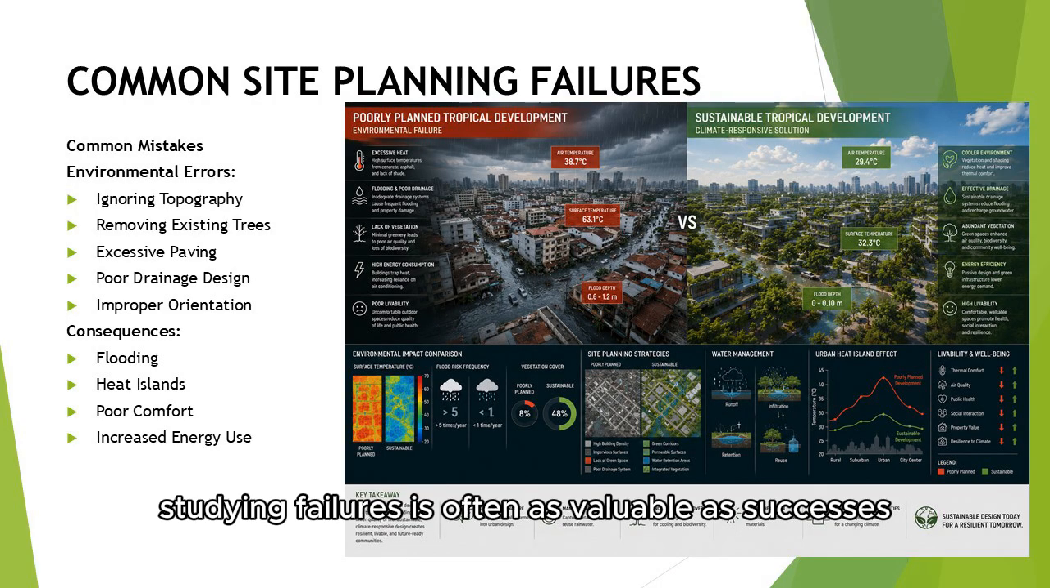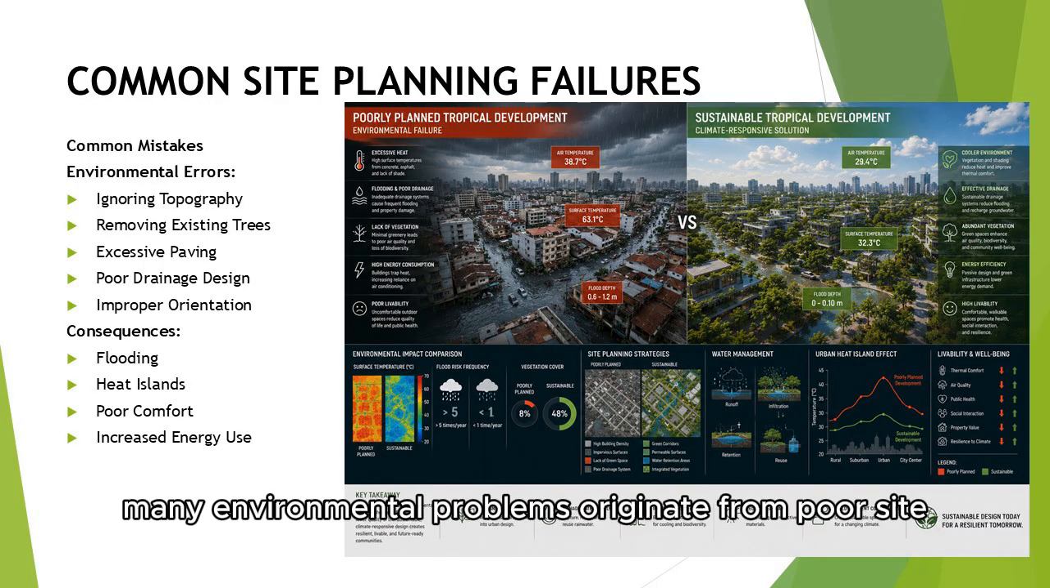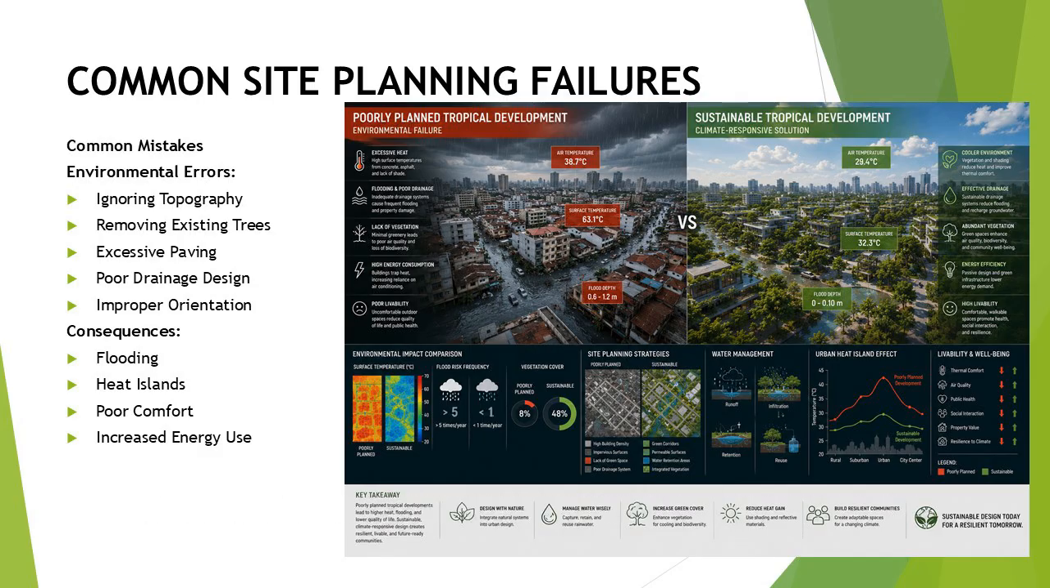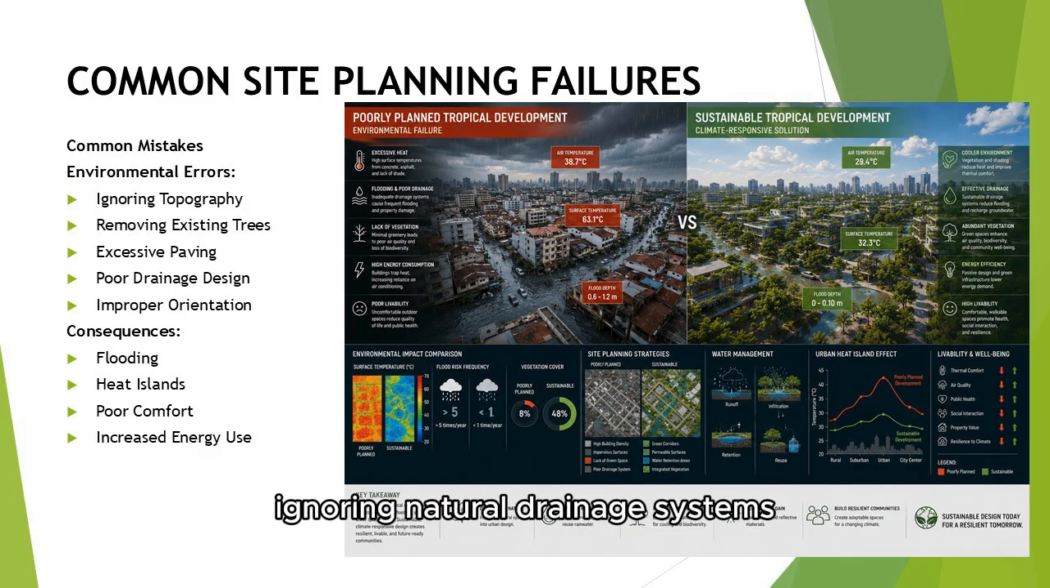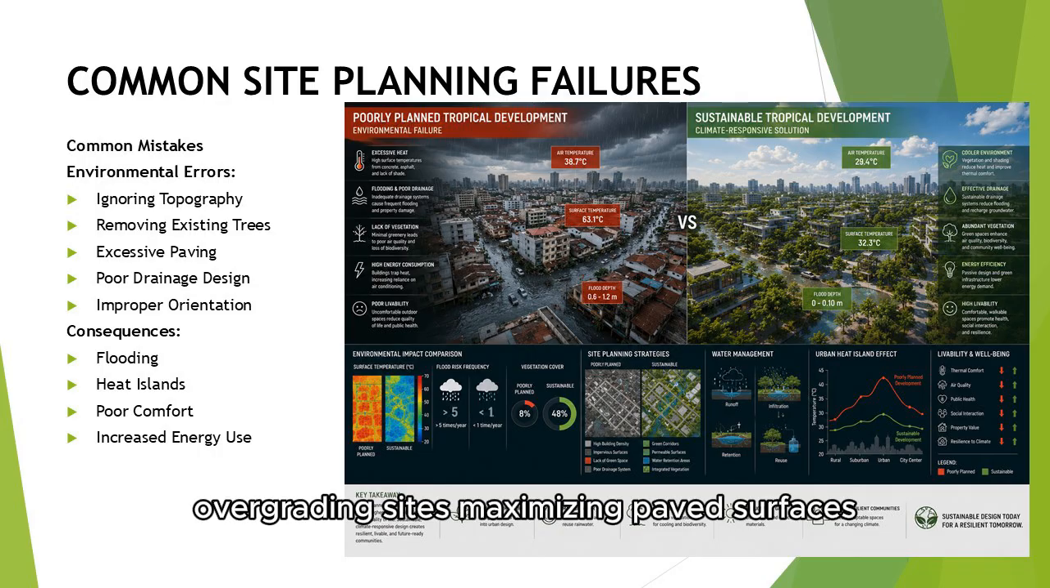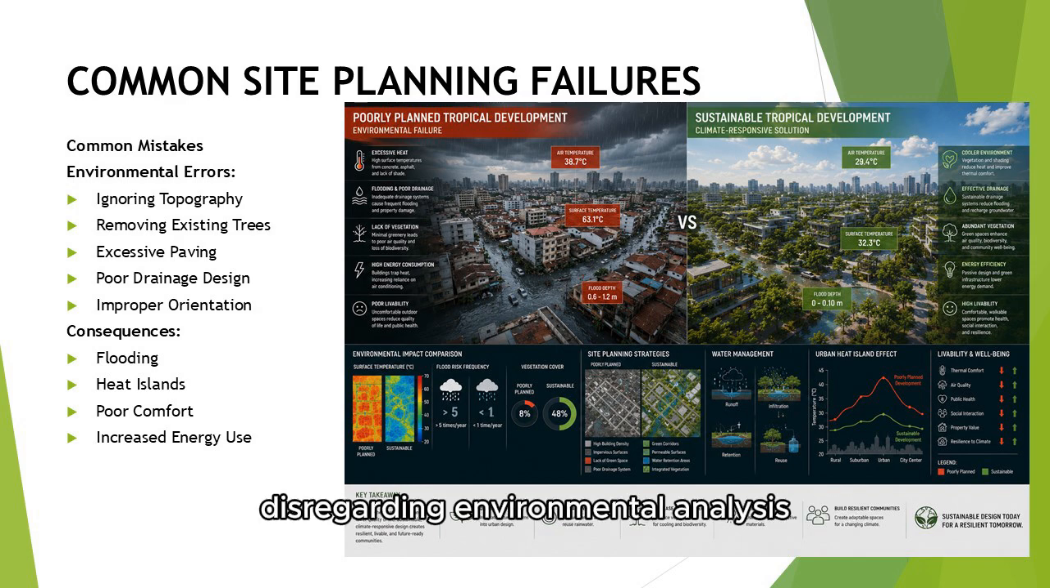Studying failures is often as valuable as successes. Many environmental problems originate from poor site planning decisions. Common mistakes include removing mature vegetation, ignoring natural drainage systems, overgrading sites, maximizing paved surfaces, and disregarding environmental analysis. And these decisions often create long term problems that are expensive.